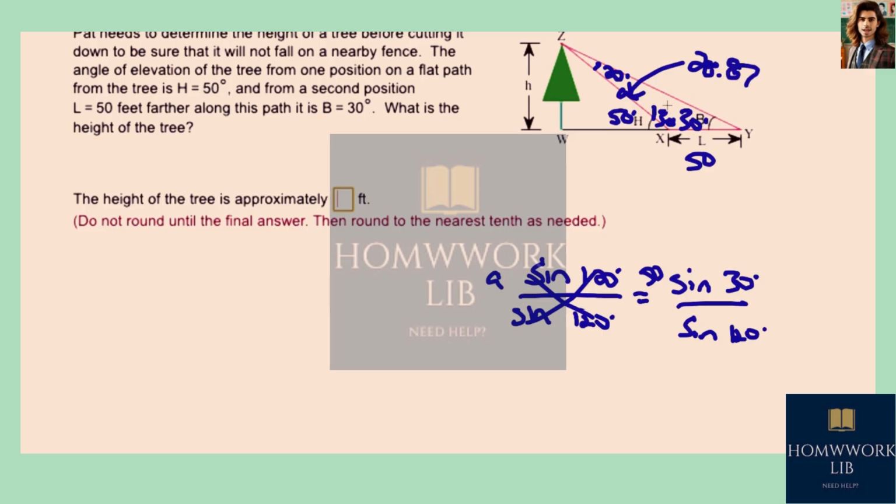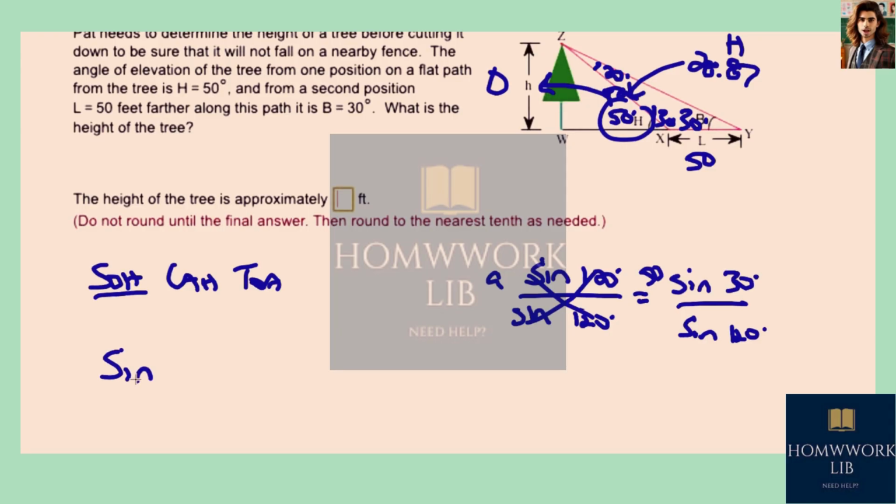And now with that, we can find H using right triangle trig, sine, cosine, tangent. From this 50-degree angle, we want to find the opposite, and we now have the hypotenuse. So that's sine. So we can say that the sine of 50 degrees is equal to opposite, which is the height of the tree, over the hypotenuse, which is actually exactly, so I don't have to round, 50 sine 30 over sine 120.